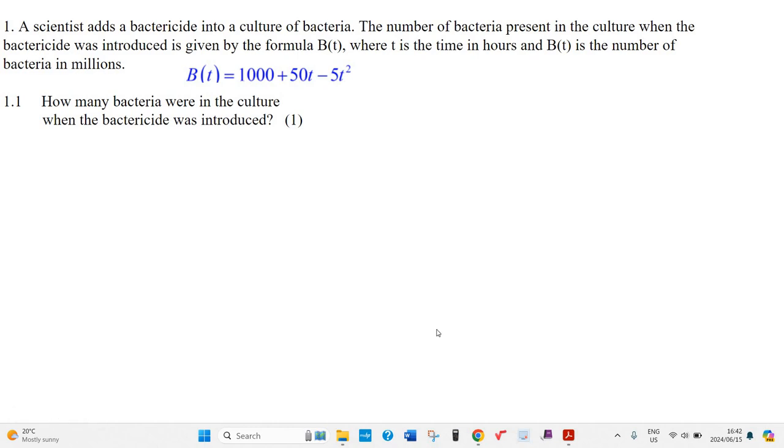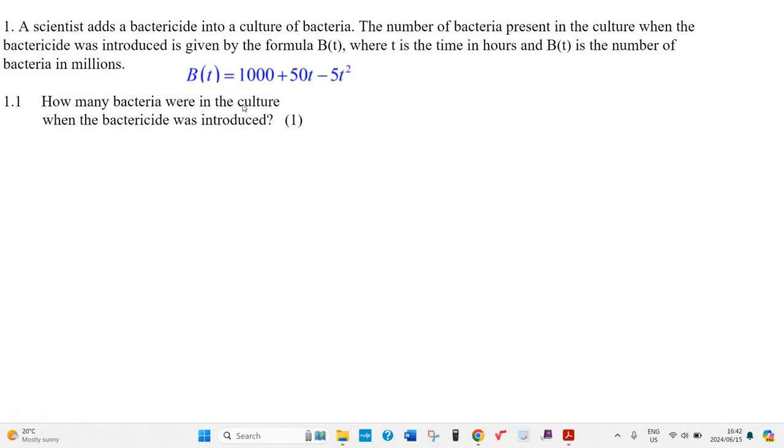Okay, now we're going to look at the growth of bacteria in a culture, that rate of change. And the rate of change, we got a couple of things. T is time in hours here, but the bacteria is in millions of bacteria. So as the time goes on, this is how many millions of bacteria there are.